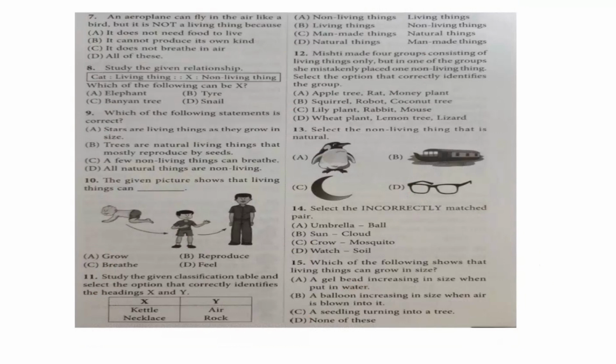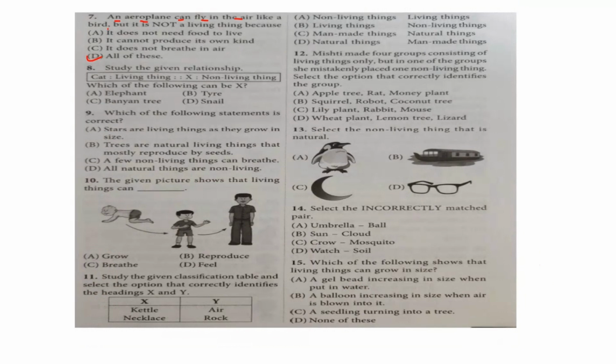Let's move to the 7th question. An aeroplane can fly in the air like a bird, but it is not a living thing because it does not need food to live. It cannot produce its own kind. It does not breathe in air. Or option D, all of these. So all of these are correct for an aeroplane, because it is a non-living thing, so it does not need food to live, it cannot produce its own kind, and it does not breathe in air.